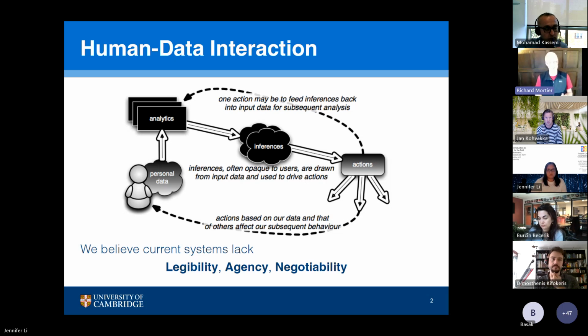Having drawn inferences, these will typically be used to generate some kind of actions in the system. That might be sending you special offers, it might be giving you discounts, it might be turning on your heating in advance of you coming home. There's all sorts of different things that can be done as a result. But essentially, it's data feeds analytics, analytics produces inferences, inferences produce actions, effects in the world.